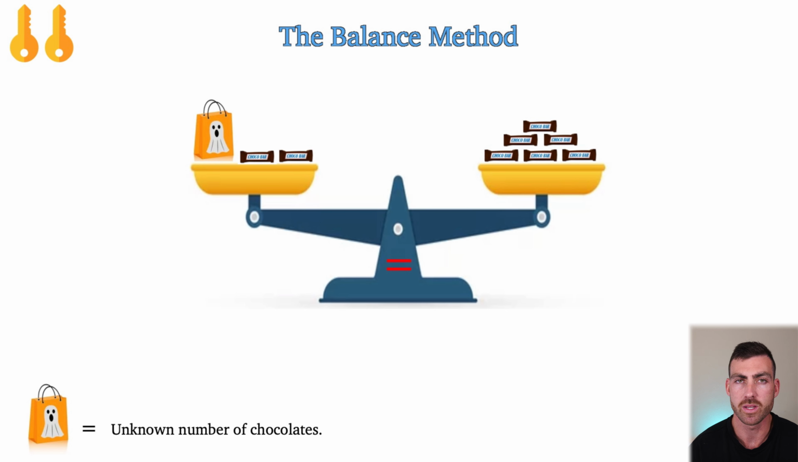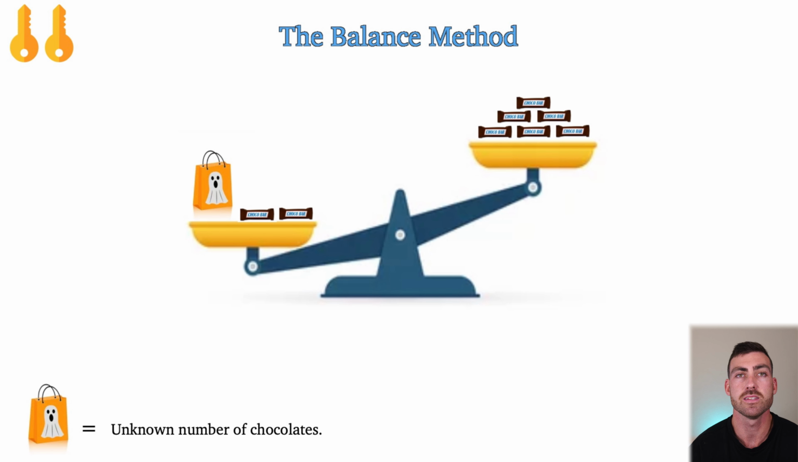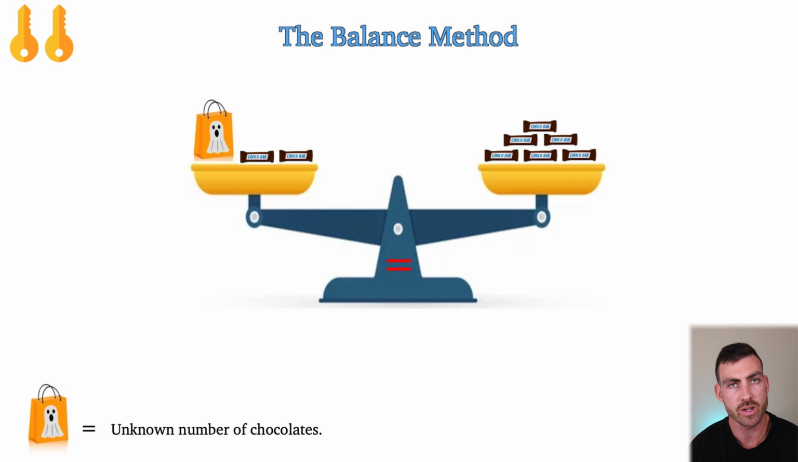And here's the key point. The scale is balanced. Both sides weigh the same. But what happens if I took one chocolate away from the right-hand side? Yes, the scale would tip. This is the most important rule when it comes to solving equations. Whatever you do to one side of the equal sign, you must also do to the other.